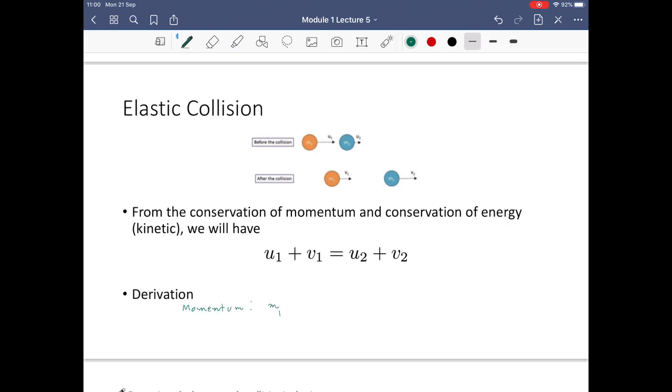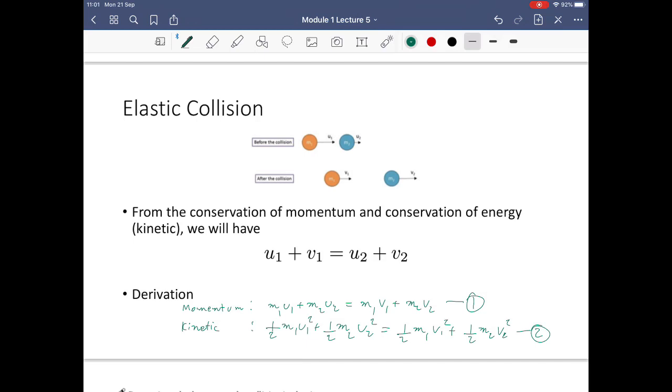You will have m1 u1 plus m2 u2, and that must be equal to m1 v1 plus m2 v2. Okay, so that is the first equation. Then the second equation is the equation of kinetic energy, because in this case you have only kinetic energy, and you have 1/2 of m1 u1 square plus 1/2 of m2 u2 square equals to 1/2 of m1 v1 square plus 1/2 of m2 v2 square. Okay, so that is the second equation.